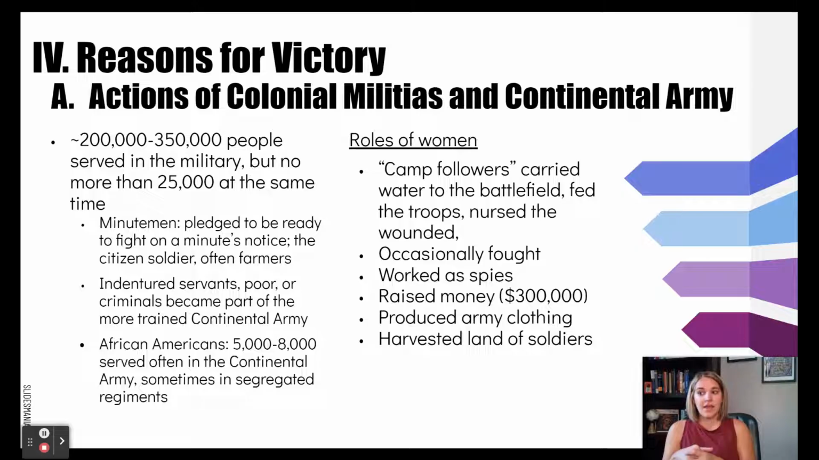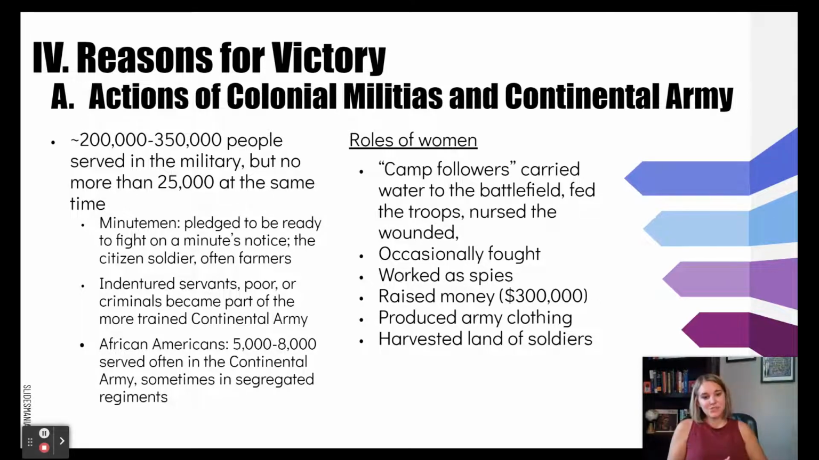They saw an alignment between the values of freedom for enslaved people and freedom for the American people from Britain. And Washington was very, very reluctant to have African Americans join the military. It wasn't until about 1780 that he allows for them to become part of the army.